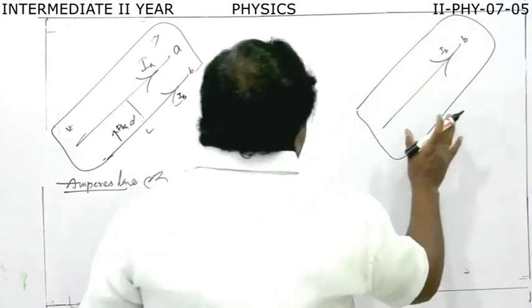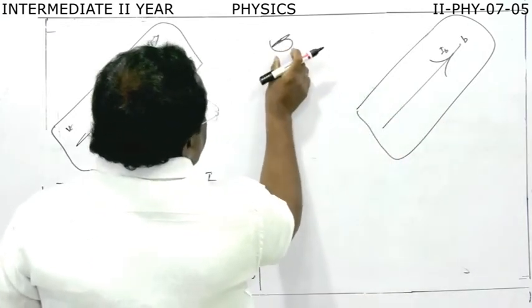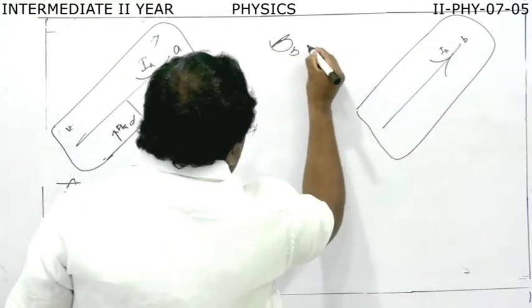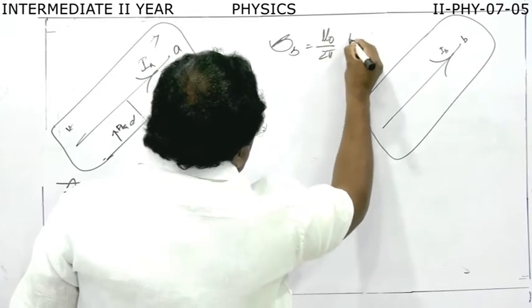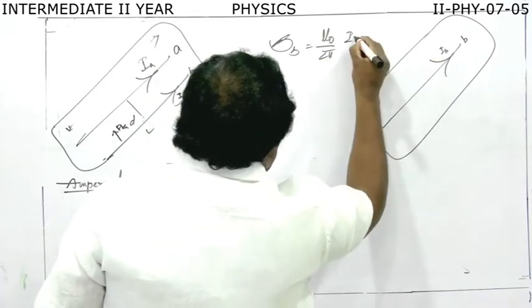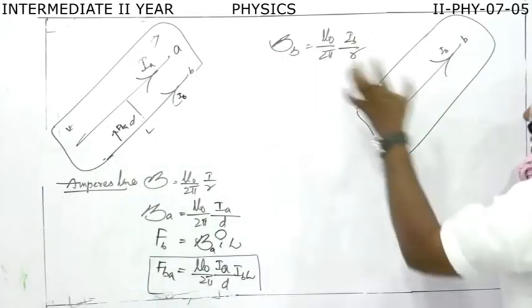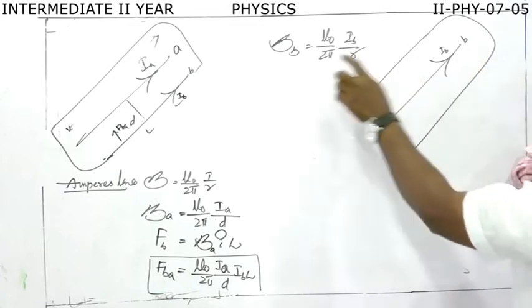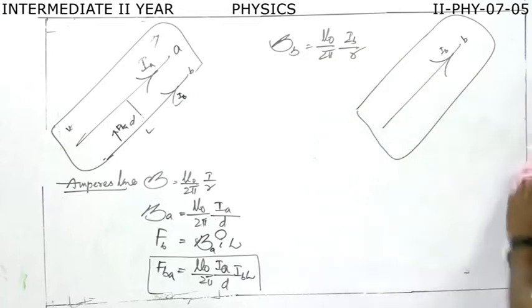So how can we write this magnetic field according to Ampere's law? This is the magnetic field due to the conductor B: mu naught by 2 pi, IB by R. This is the magnetic field produced by the conductor B.